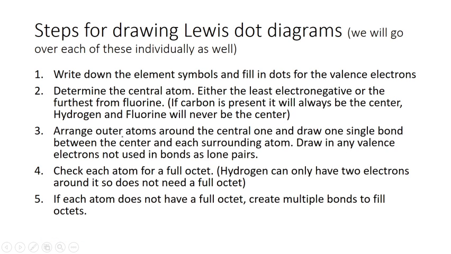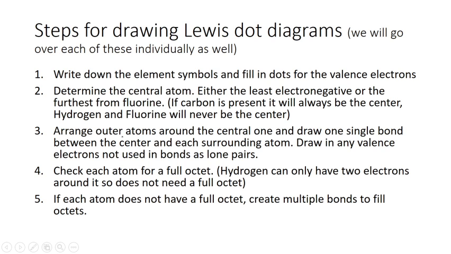Okay, the steps for drawing Lewis dot diagrams, and I will go through these in the examples as we do each step. 1, write down the element symbol, fill in the dots for the valence electrons. 2, determine the central atom. This is either the least electronegative or the furthest from fluorine. If carbon is present, it's always going to be the center. Hydrogen and fluorine are never going to be the center. 3, you arrange the outer atoms around the central one. Throw 1 single bond between the center and each surrounding atom. Draw any valence electrons not used in bonds as lone pairs.